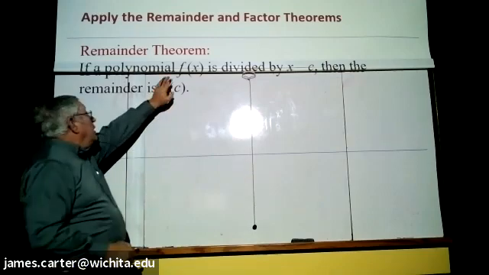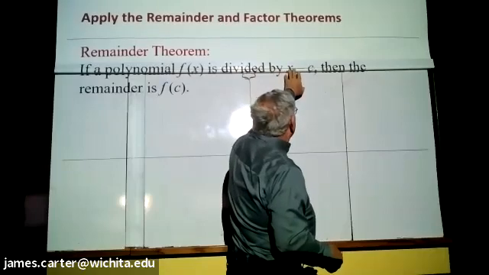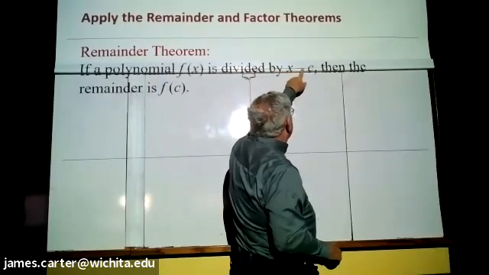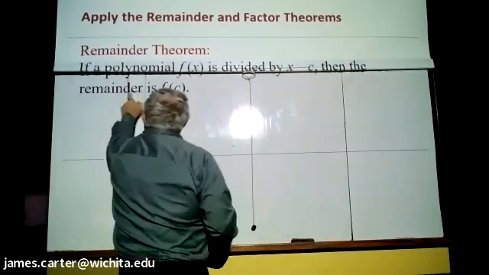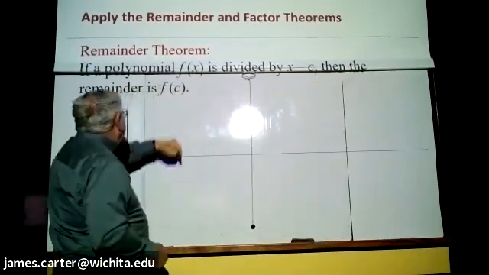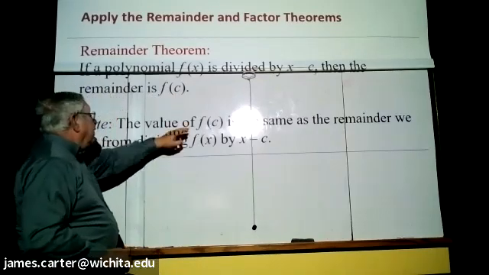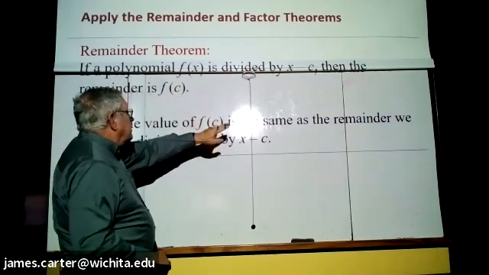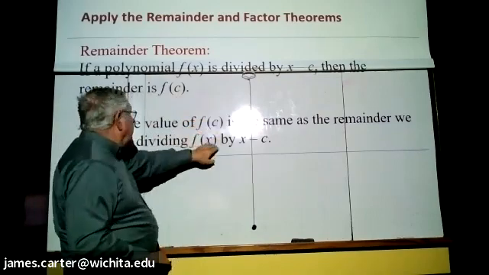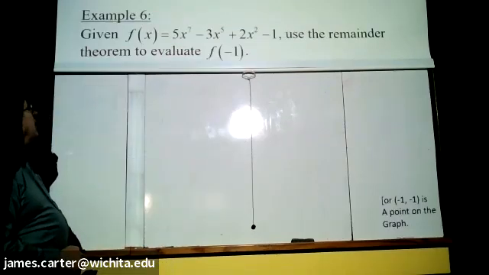Okay, you take the equation, you divide it by something. This should be x minus c. Right here, you can't see the minus. Then you get a remainder. Okay, now the value of the remainder is the same as the remainder we get if we divide this by that. Now, what does that mean?